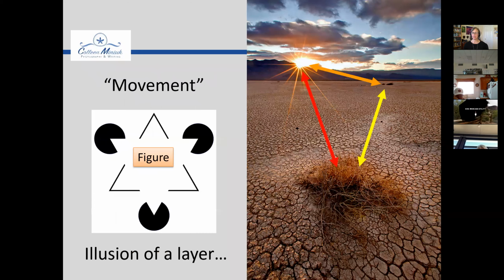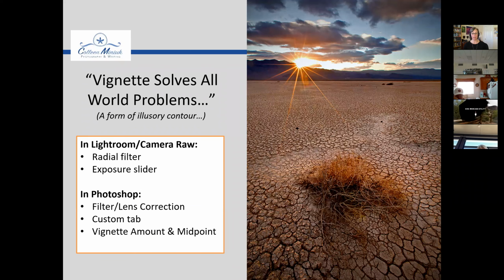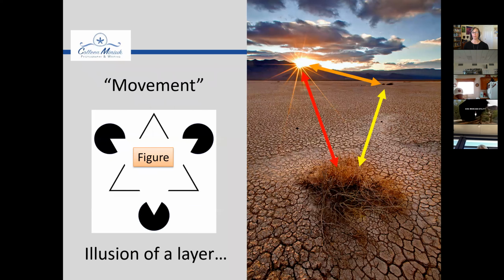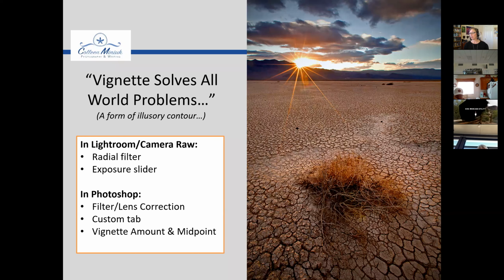So this is exhibit A, and this is exhibit B. It's very, very subtle, but maybe at the bottom of the frame, you can see it most definitively. So you can apply a vignette in processing either through Lightroom or Camera Raw using the radial filter or exposure sliders. You can also do it through Photoshop, which is how I do it, through lens correction.